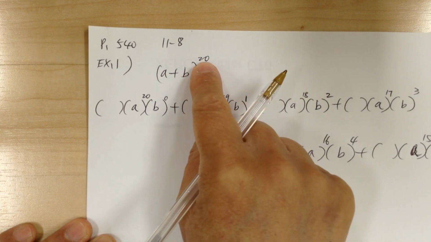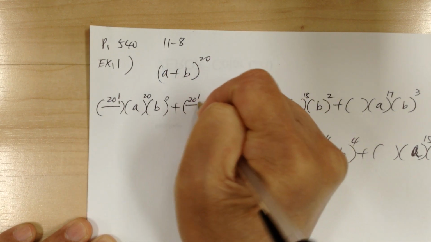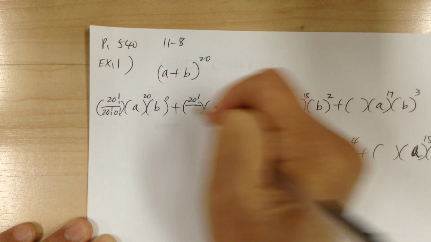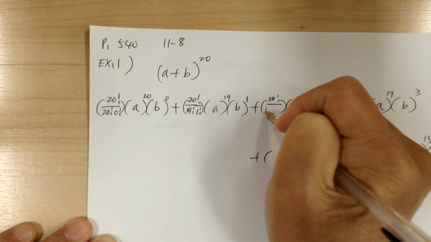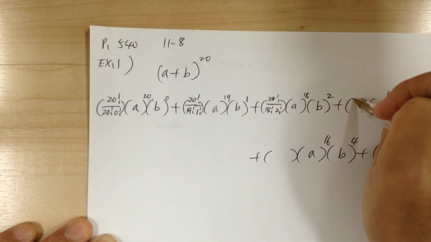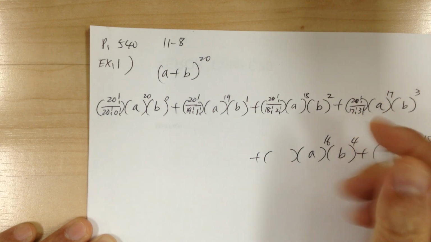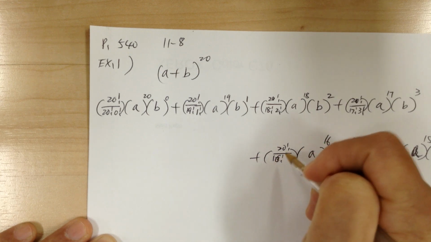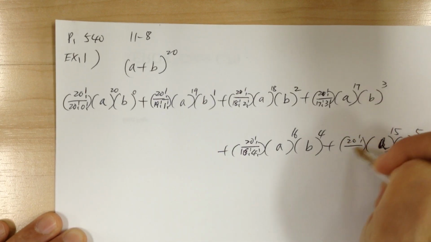Now, to figure out the first part, what you need to do is use the 20. So you're going to go 20 factorial. The 20 goes on top, and whatever number is down here goes on the bottom. So it would be 20 factorial over 20 factorial, 0 factorial. This one would be 20 factorial over 19 factorial, 1 factorial. This would be 20 factorial over 18 factorial, 2 factorial. This would be 20 factorial over 17 factorial, 3 factorial. See the 17 and 3 go down here. So that's the binomial expansion theorem. And this would be 20 factorial over 15 factorial, 5 factorial.